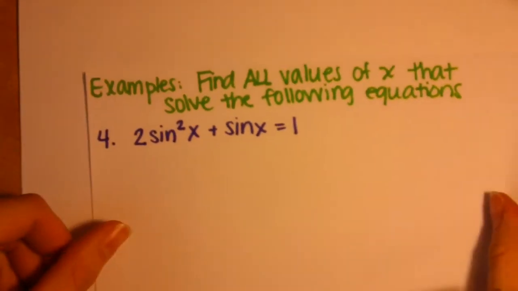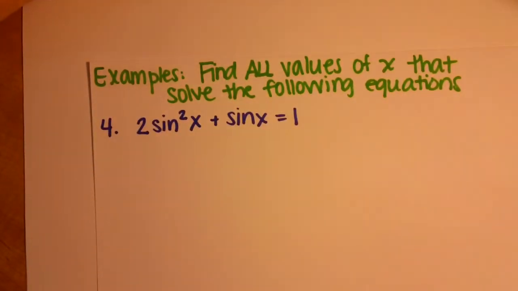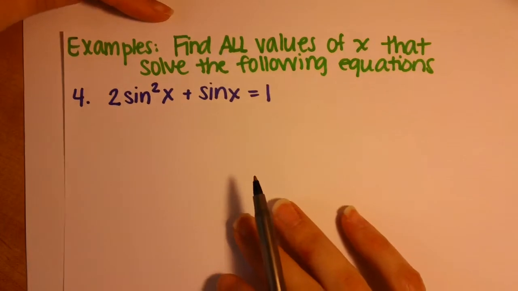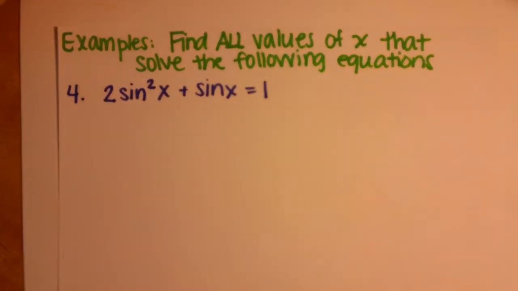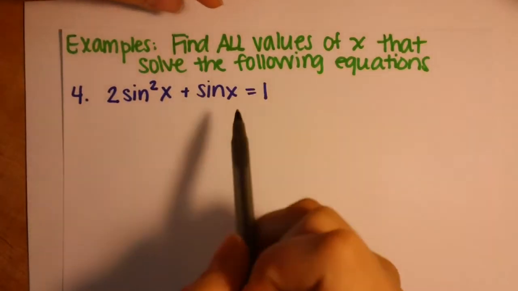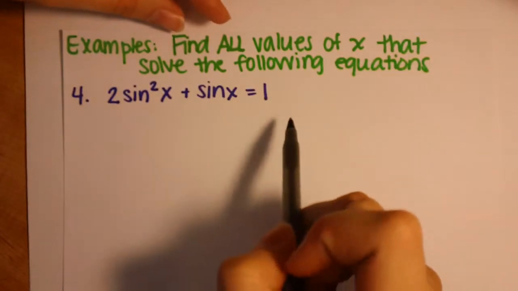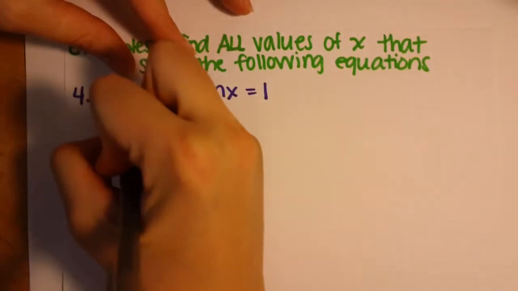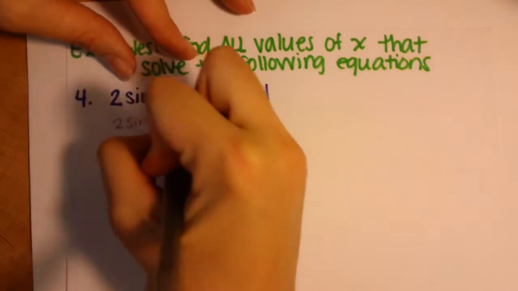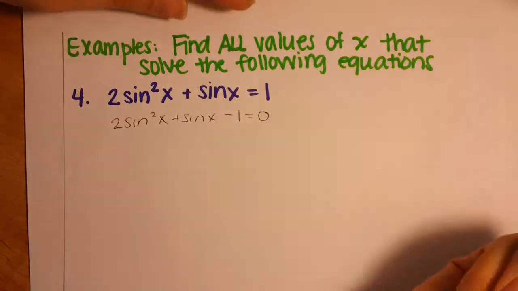So here, I want to find all values of x that solve the following equations. My first equation here is 2 sine squared x plus sine x equals 1. And so to start, I'm going to factor this by moving the 1 over. So 2 sine squared x plus sine x minus 1 equals 0.